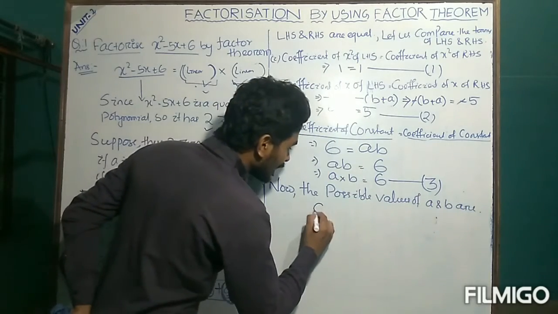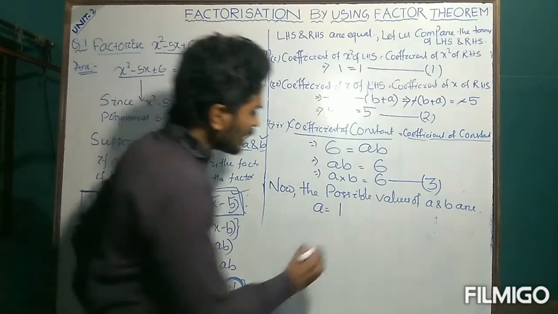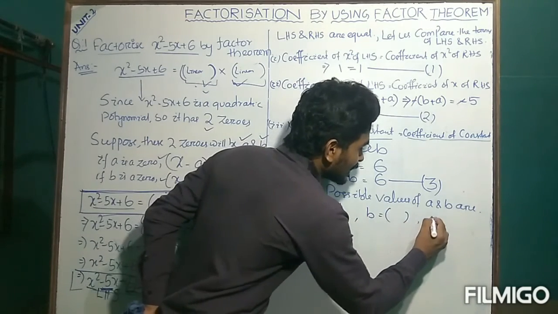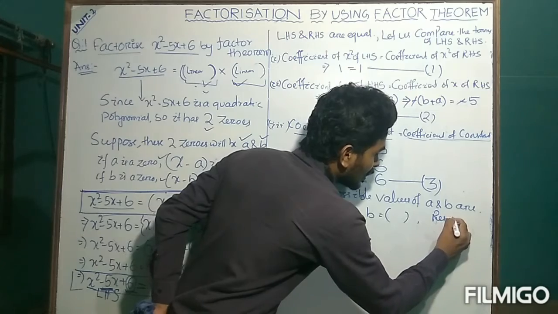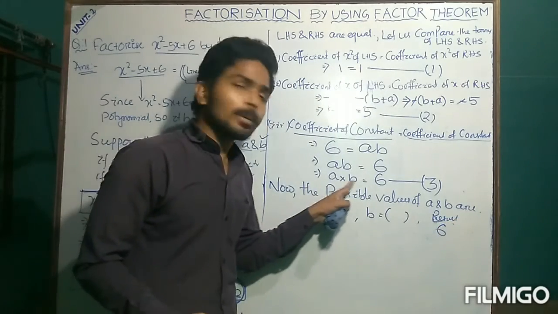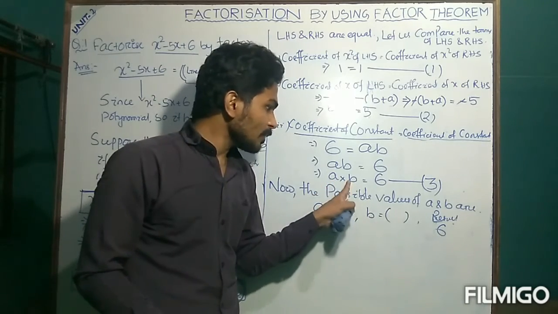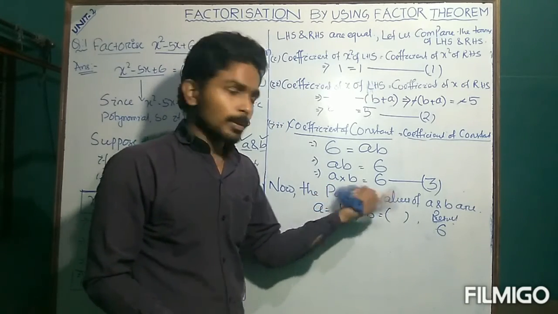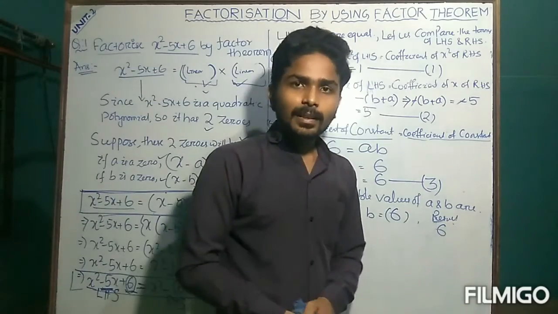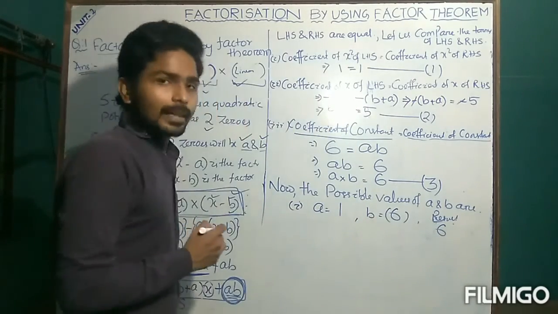Suppose I am taking a to be 1. Then what should be the value of b so that their result will be 6? That means these two numbers will be multiplied to give 6. If I am taking a as 1, then the possible value of b must be 6, because 1 into 6 is 6. Now it is clear. This is the first assumption that we can take.